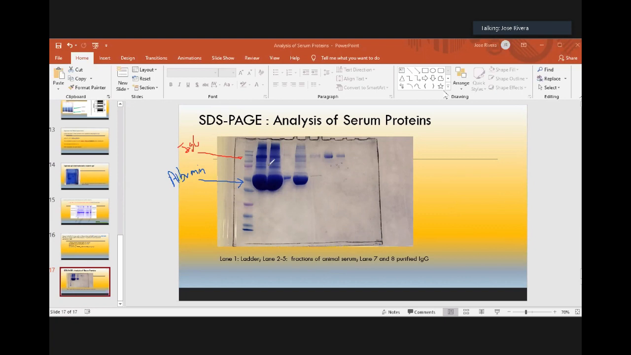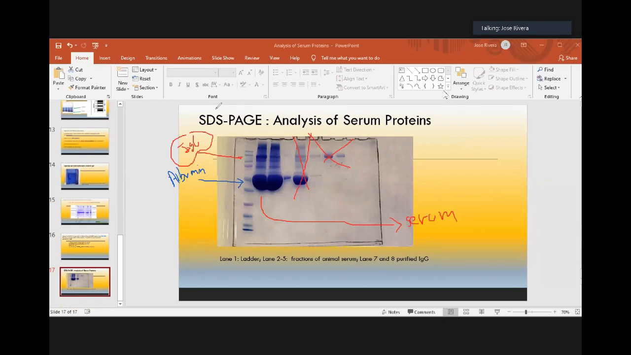So don't look at the wells here. Don't pay attention to this, because this is purification steps. Just look at these two. This is actual serum. So yeah, this is serum. Don't look at the other fractions, just look at this fraction. What was supposed to happen to the IgG based on what I told you?